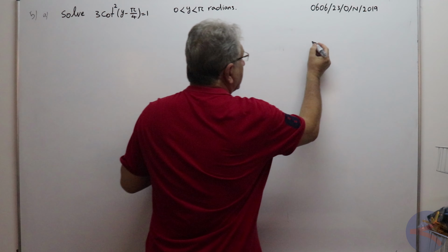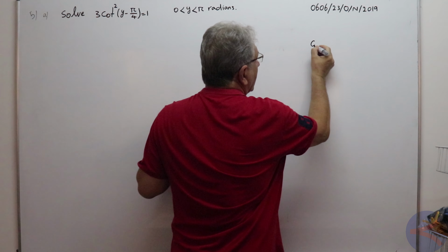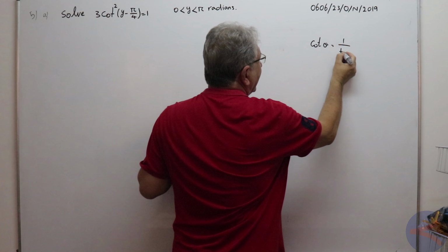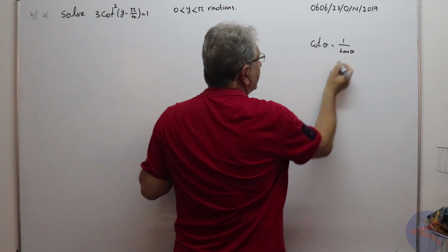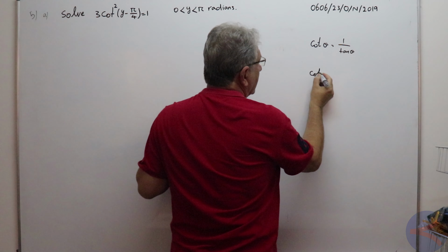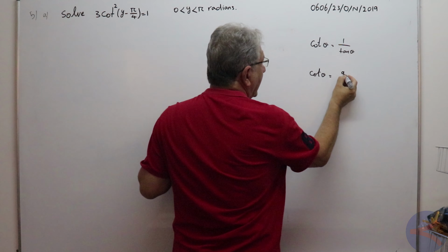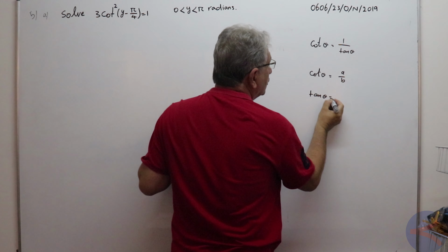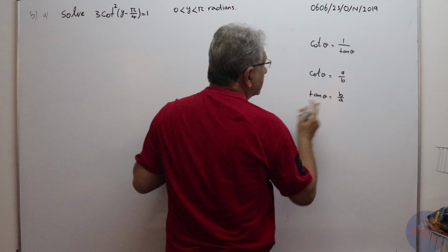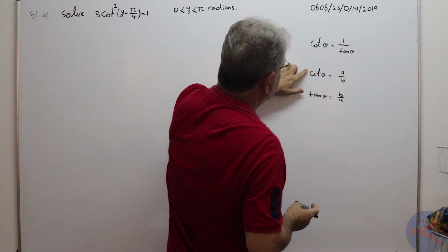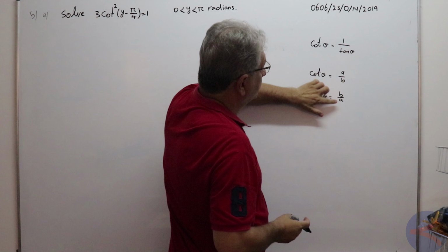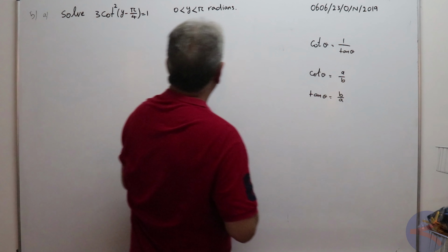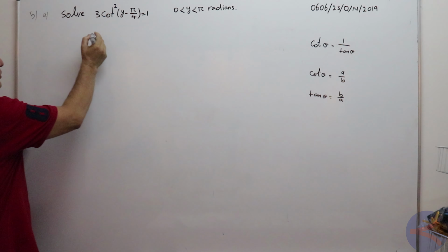First of all, you remember that cot theta is equal to 1 over tan theta. That means if cot theta is equal to a over b, tan theta will be equal to b over a. Just because this is the inverse of this, this should also be the inverse of this. This is a over b, this will be b over a. Let us see what we are going to get here.